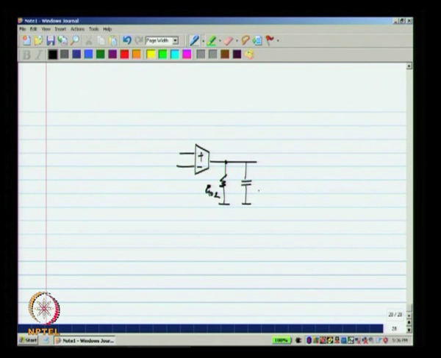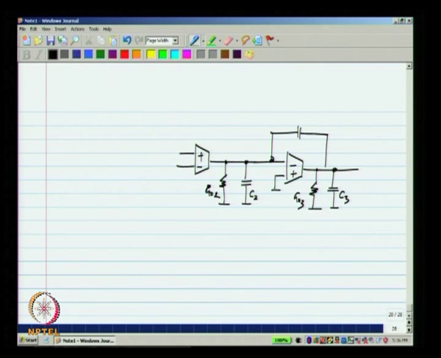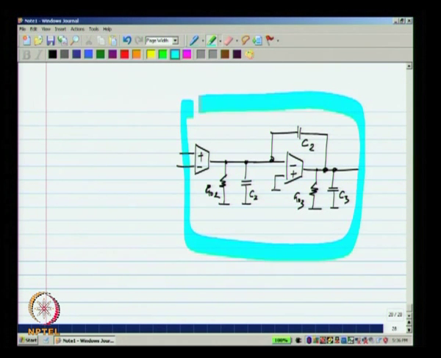I will call these GO2 and C2, and GO3 and C3. Okay. And I will have, let me call this C2. Now, this forms my 2 stage op amp. Okay.